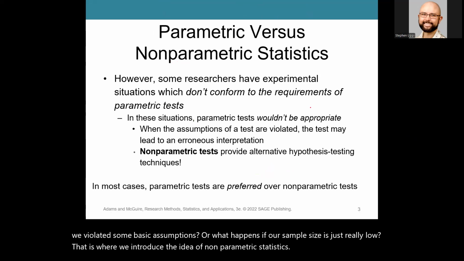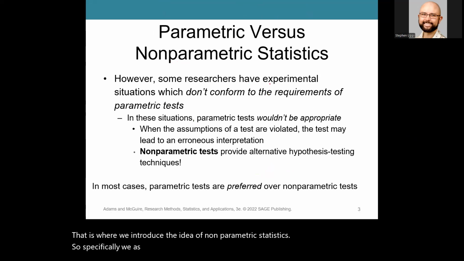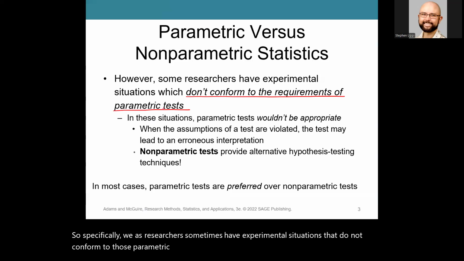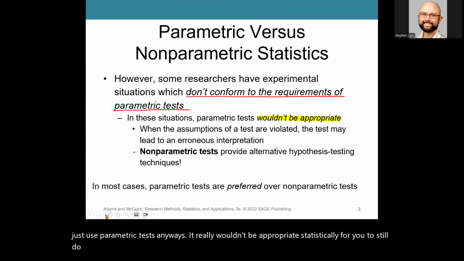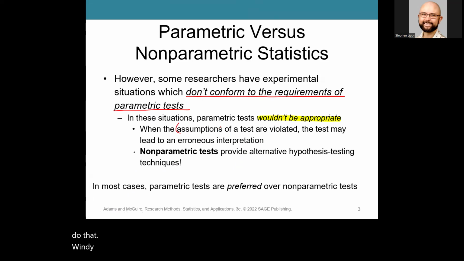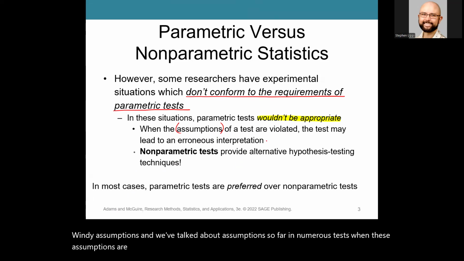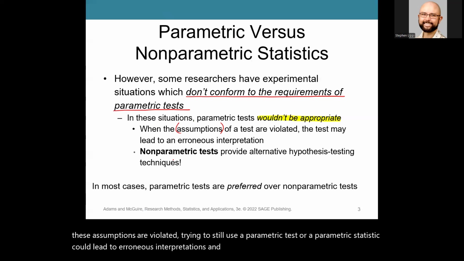Specifically, we as researchers sometimes have experimental situations that do not conform to those parametric test requirements. In those situations, you wouldn't want to just use parametric tests anyway. It really wouldn't be appropriate statistically. When these assumptions, and we've talked about assumptions in numerous tests, are violated, trying to still use a parametric statistic could lead to erroneous interpretations. And so non-parametric tests give us an alternative hypothesis testing technique.